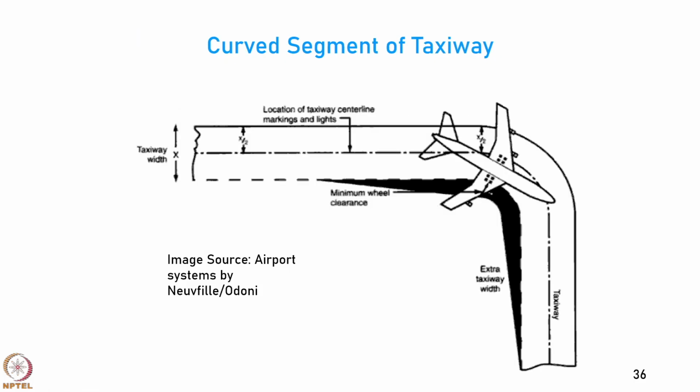Now, one could also look very deeply at the ends of the taxiway, which have curves. There the aircraft is going to take a curve, so there has to be some minimum wheel clearance. So, you may need to build this additional extra taxiway width at the corners to allow the aircraft to taxi safely.